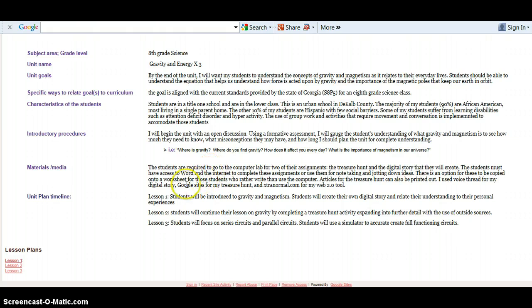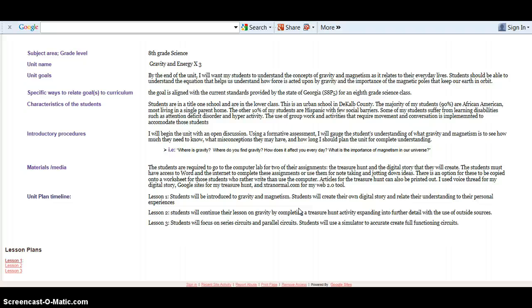Materials. The students will be going to the lab. They will be in the classroom, and they will be using the internet, a Web 2.0 tool, and simulations throughout the unit to further their understanding of what I am teaching. In the unit plan timeline, in lesson 1, the students will be introduced to gravity and magnetism. The students will create their own digital story and relate their understandings to their personal experiences.